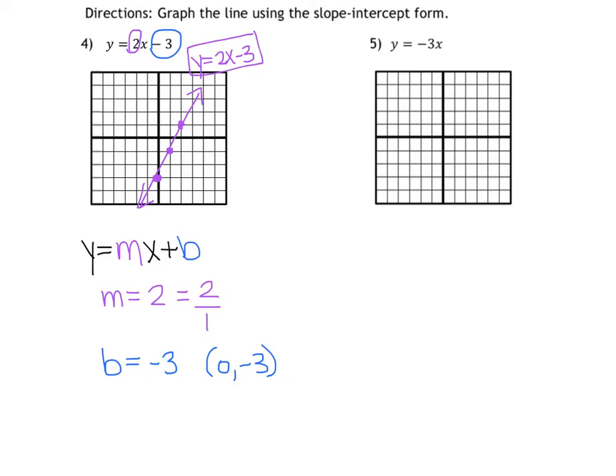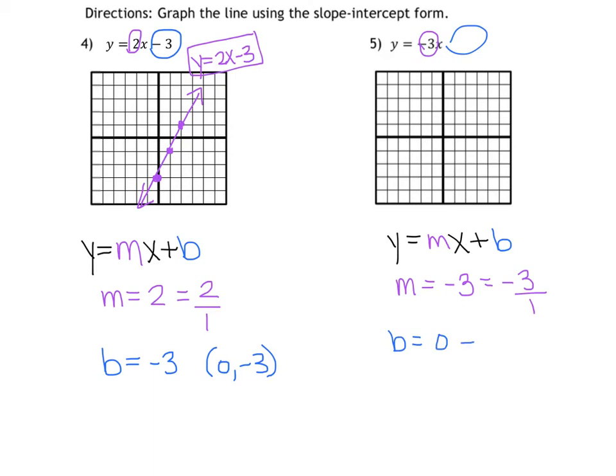Let's do another example together. So we have y equals -3x. We're going to use our formula, y equals mx plus b. So now let's first identify our m. Our m value is -3. So your m is -3, but you want it as a fraction as your rise over run, so it's -3 over 1. Our b, well, what do you notice here? There is no b, so your b is 0. Therefore, your coordinate would be 0, 0, which is the origin.